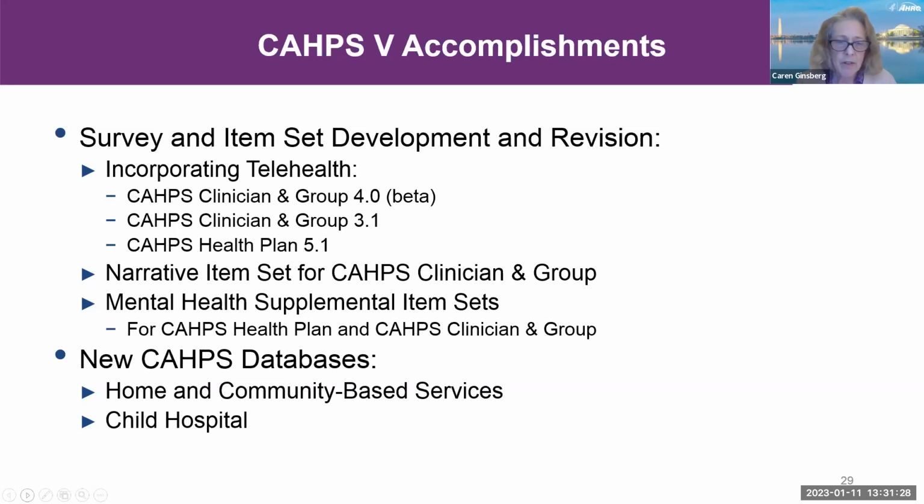And then we revised the wording of our CAHPS Clinician and Group 3.0 and Health Plan 5.0 surveys. These are surveys that ask about experience with health plan or group or office visits in the last 6 months, and we made the wording more amenable to being answered if you had a telehealth visit. We completed a narrative item set, open-ended questions for our CAHPS Clinician and Group survey. They're on the website, and we developed supplemental item sets on mental health care for the CAHPS Health Plan survey and the CAHPS Clinician and Group survey.